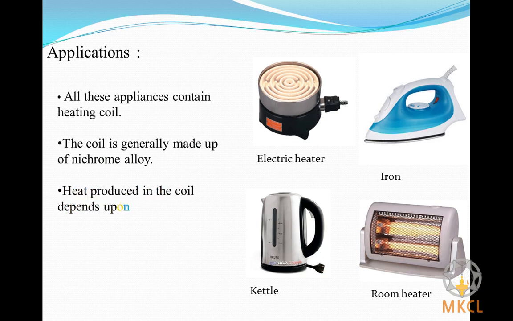When these appliances are connected to a power supply, appropriate current flows through them. Consequently, heat is produced due to the heating of the wire. The amount of heat produced in the coil depends upon its material, length and thickness. So all these appliances contain nichrome wire which gets heated due to current passing through it, and we can use that heat for various things.